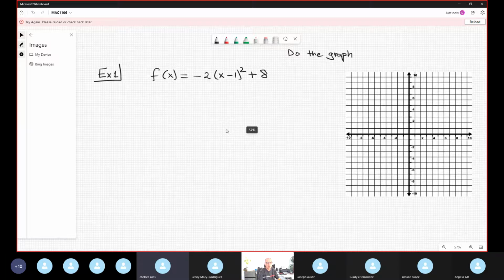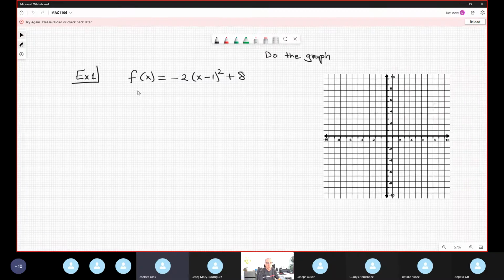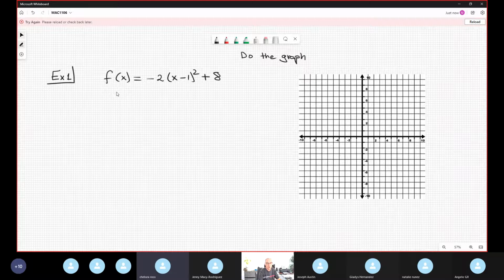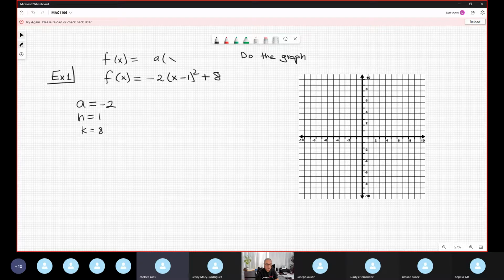Okay. Question number 1. Is the function given in vertex form or standard form? Vertex form. You see clearly that A is -2, H is 1 and K is 8. Now you compare f of x equals A (x minus H) squared plus K.